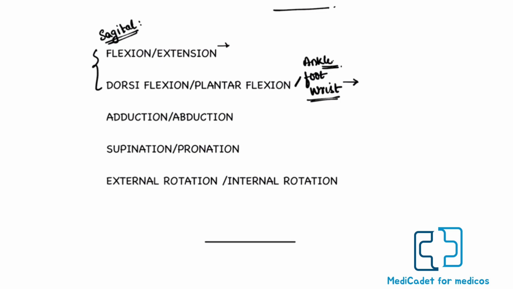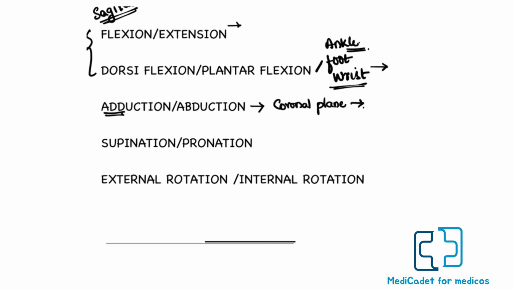And coming to abduction and adduction, these are the movements occurring in your coronal plane. These are nothing but sidewise movements, right? What is abduction? Abduction means taking away, lifting up. Adding to your body is adduction, coming closer to the body. So these movements occur in your coronal plane, which is the plane where the body is split into anterior and posterior halves, right?